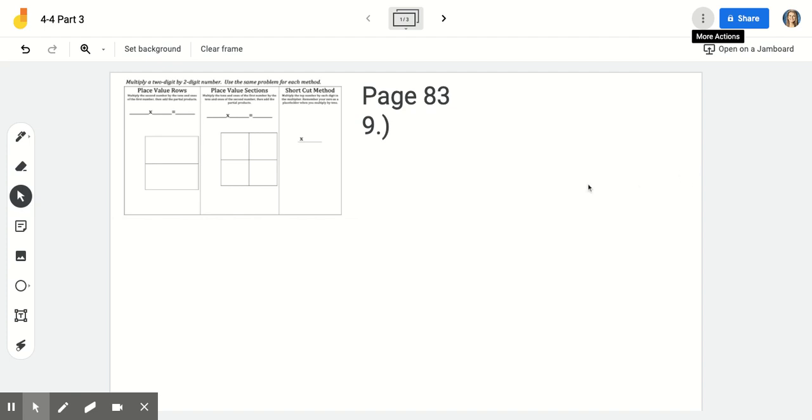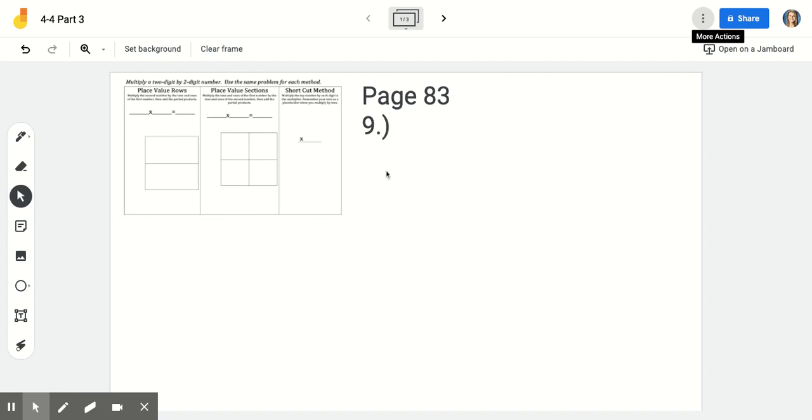In this video, we are going to be practicing all three methods that we have learned about in order to solve a multiplication problem involving a two-digit number by a two-digit number. So we have learned how to solve using place value rows, place value sections, and the shortcut method. In this lesson, we're going to do three problems together using all three methods, and then you're going to have some practice on your own.